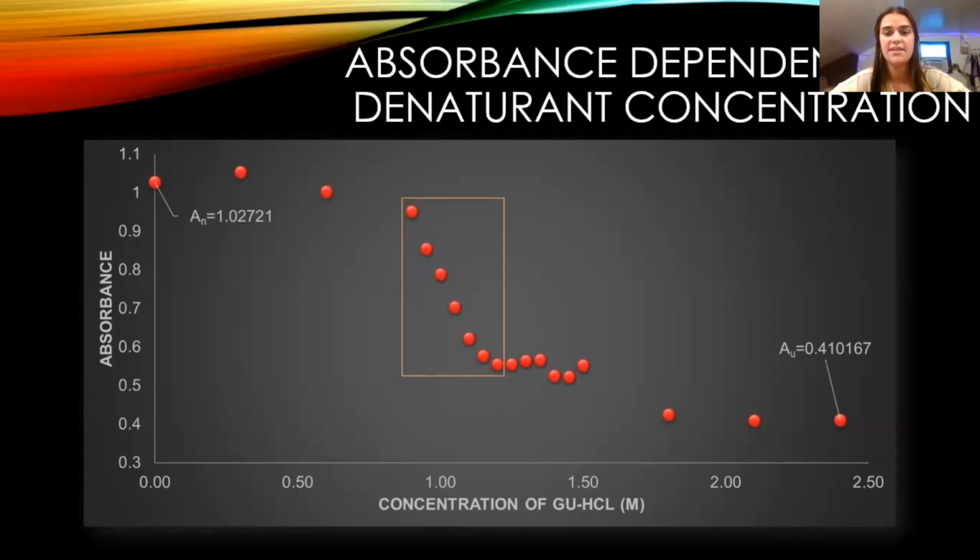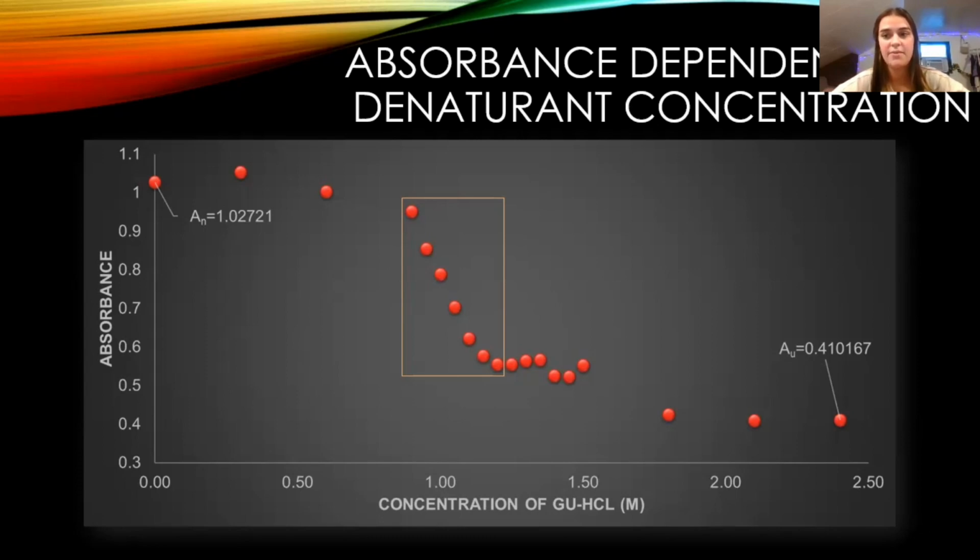AN is the point where there is a complete absence of denaturant, and AU is the point where there is an extreme excess of denaturant. And their absorbances are labeled on the graph. The box portion of the graph is from 0.9 to 1.2 molar guanidine hydrochloride. When the concentration of guanidine hydrochloride is at 0.9, the denaturation process becomes significant, as we can see the absorbance starts to drop dramatically with the increase of denaturant. The most rapid change in conformation of myoglobin is seen within the box.